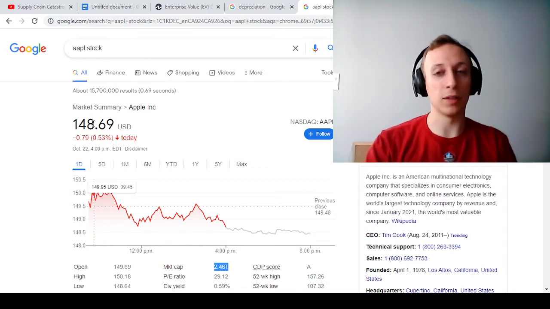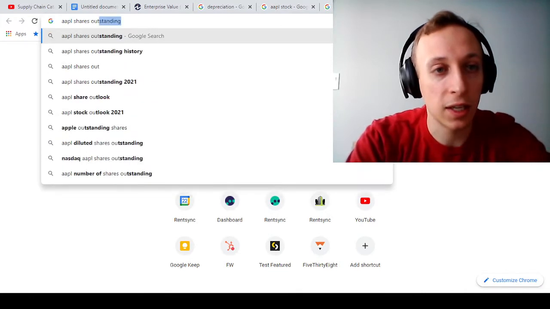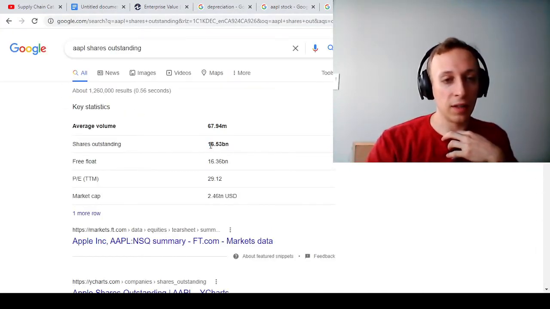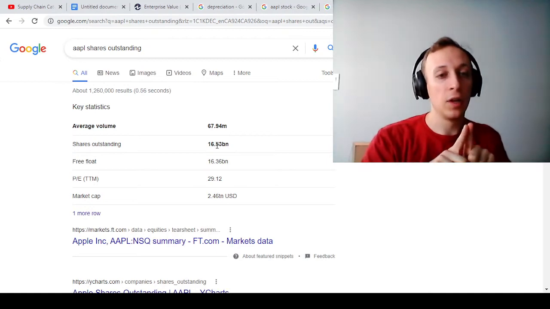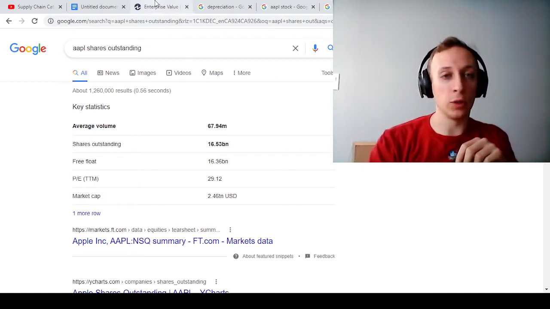Obviously, there's a lot more than that. Millions of shares. Actually, let's look it up. AAPL shares outstanding. So they have 16.5 billion shares. So there's 16.5 billion little slices of Apple. So each one you own is a little piece of Apple. So that's what you do when you own a share.